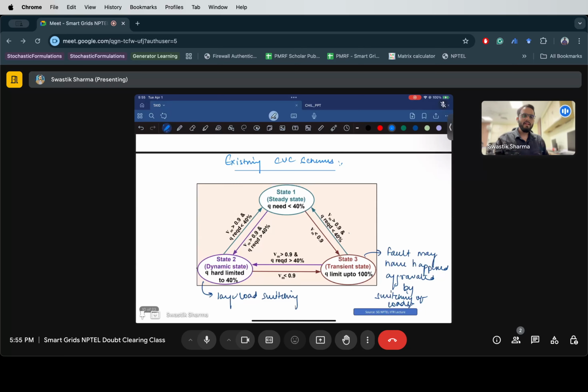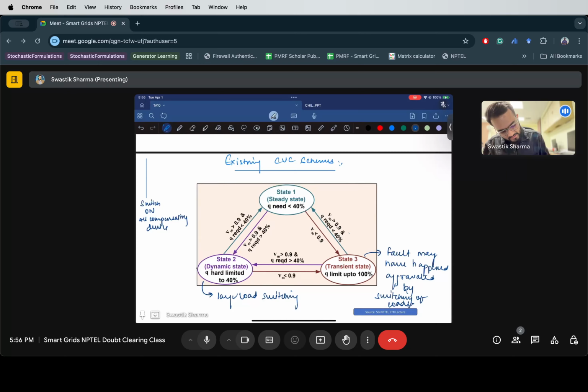So it may happen that fast acting devices may be called for injecting reactive power along with slow acting devices, which can lead to a domino effect, right? Let's say you have this, and you switch on all compensating devices.